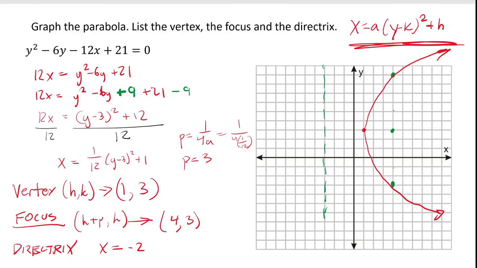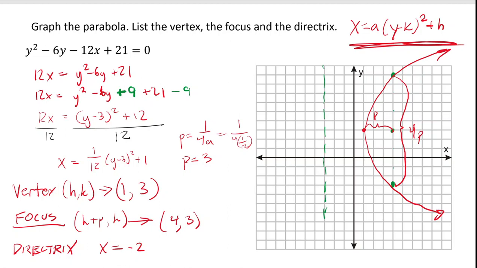So, this here, that distance is p, which is 3 for us. And this distance right here is 4p, right? That's 4p, the length of the latus rectum. So we can have 3 points on a parabola: the vertex and the endpoints of the latus rectum.